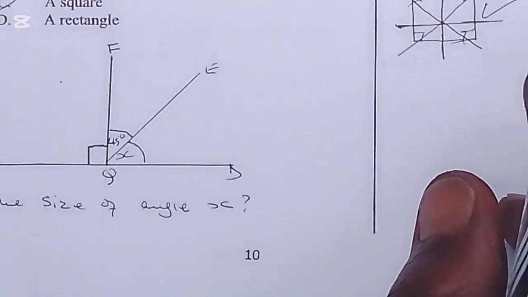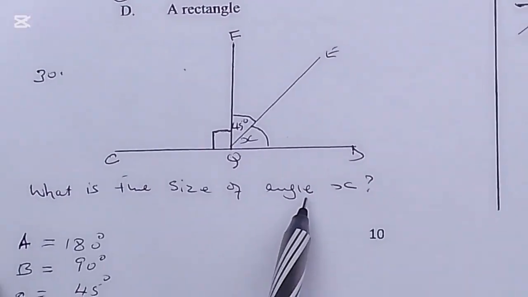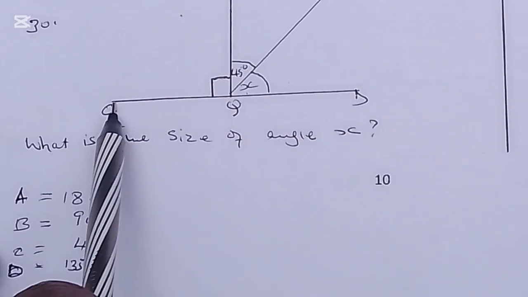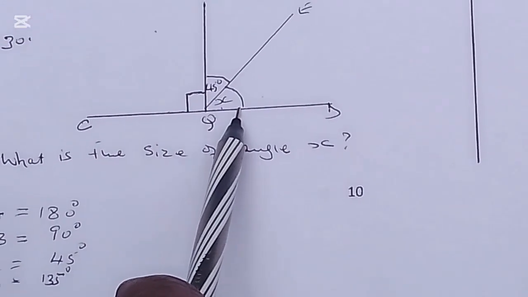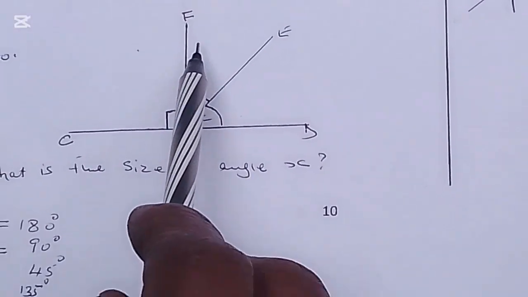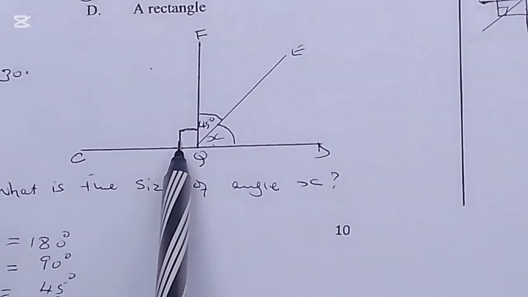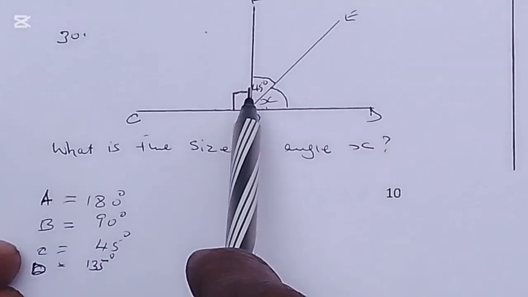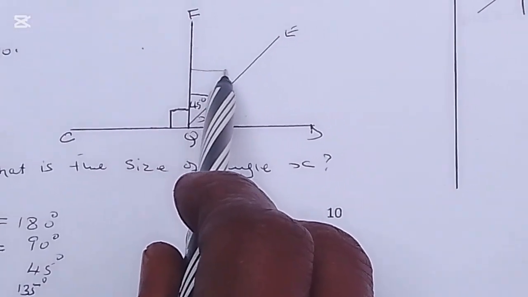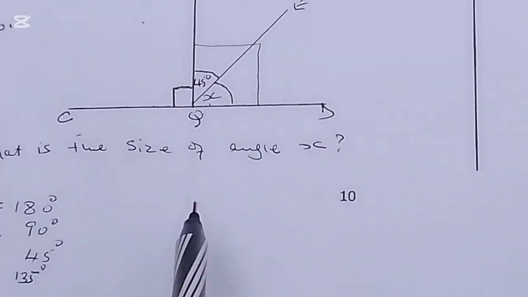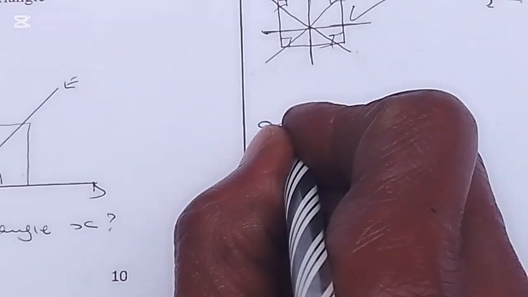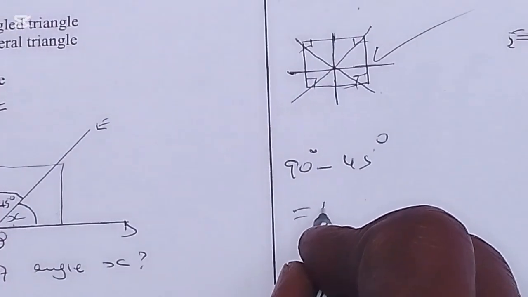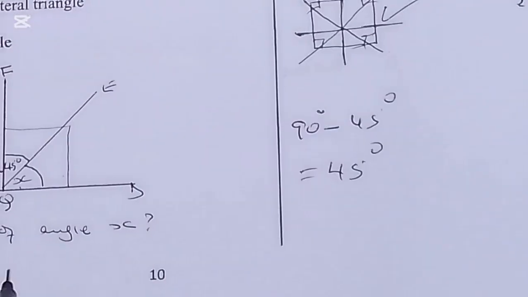Number 30. What is the size of angle x? So we have a straight line which is 180 degrees. Here we have a right angle which is 90 degrees. So 180 degrees minus 90, we are left with 90. The whole of this is 90 degrees. Then 90 degrees, we subtract 45 degrees and we get 45 degrees.